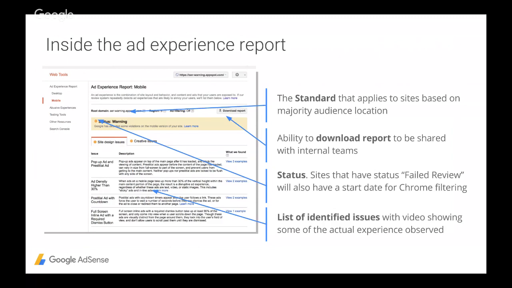After those couple of things, you'll then see an option to download a report. This can be really, really helpful if you're trying to share it with internal teams, just so that they know the status here. And then, perhaps most importantly, you'll see your status. Your status can say one of 4 things. It can say pending, passing, warning, or failing.